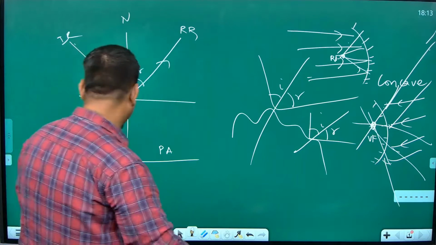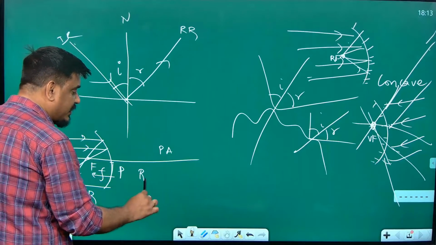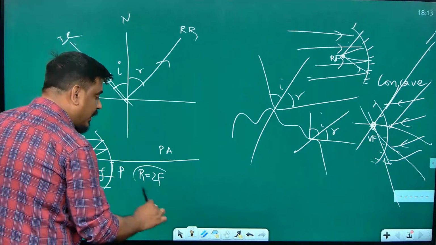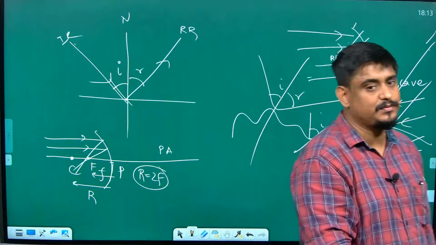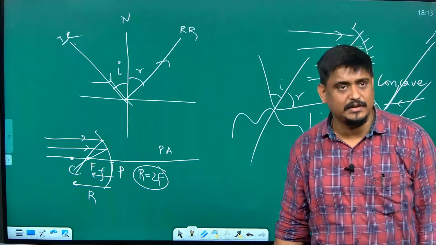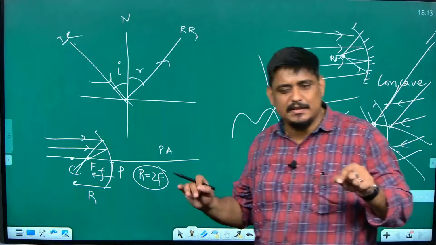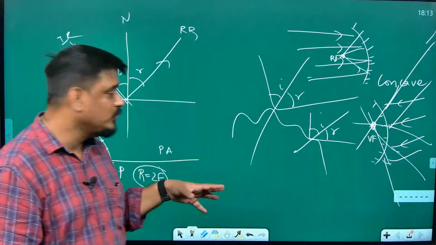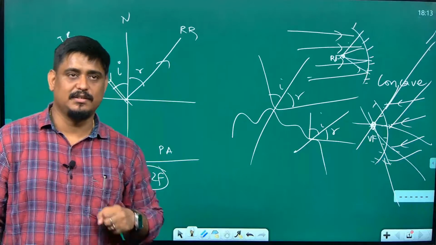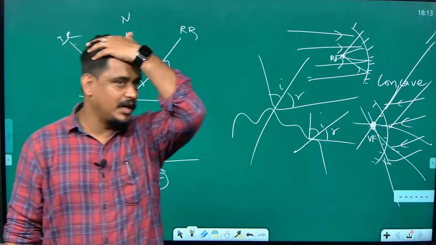And I told in the previous class, radius of curvature is twice the focal length. Never forget this. R is equal to 2f. All these things you have learnt in the previous class. Nothing is new for the people who came in the last class. Today I am going to continue from here.